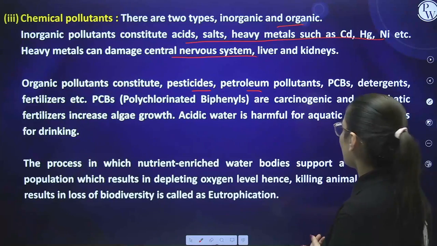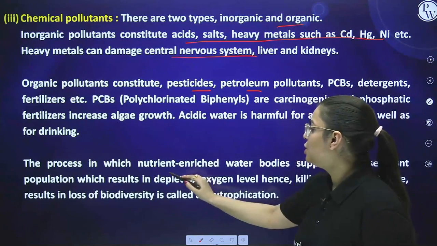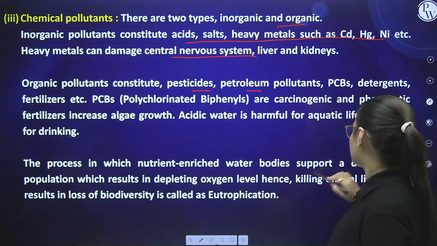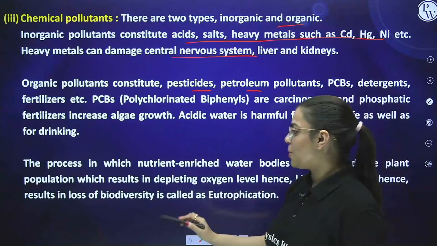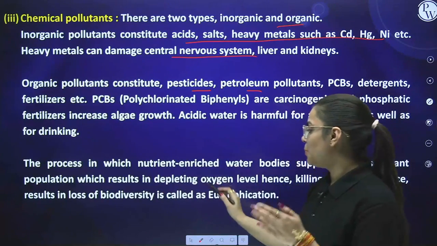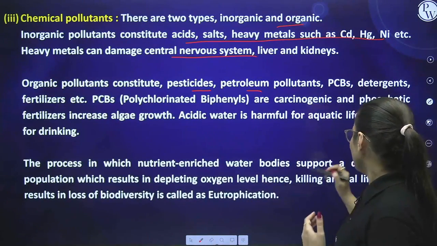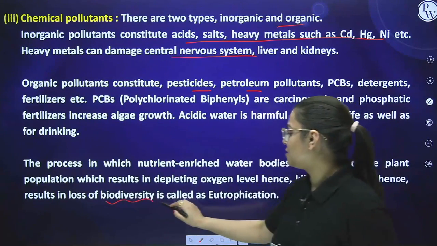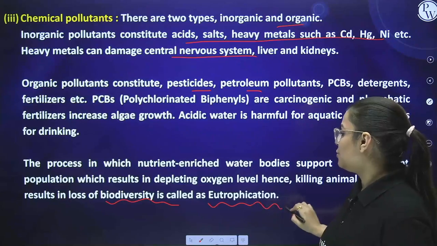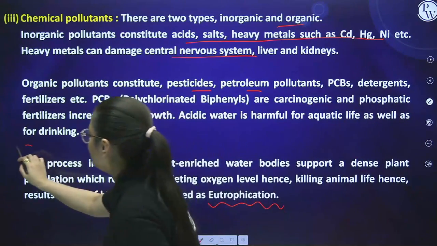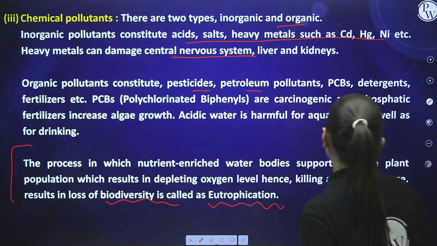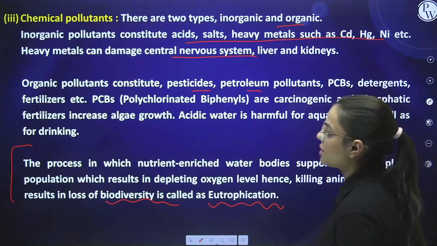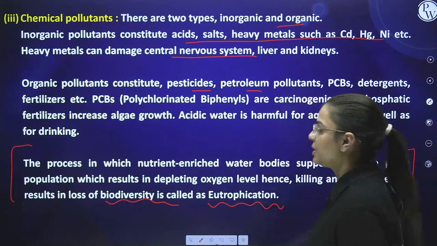drinking, right? The process in which nutrient-enriched water bodies support a dense plant population, which results in depleting oxygen level, hence killing animal life, hence results in the loss of biodiversity, is called eutrophication. This definition is also important. Kindly put a star in your NCERTs. Is it clear? Okay, students.